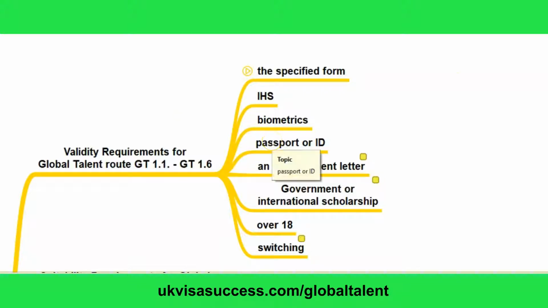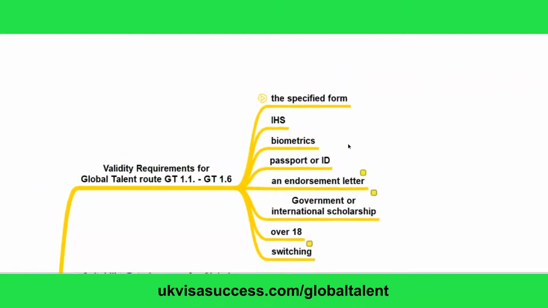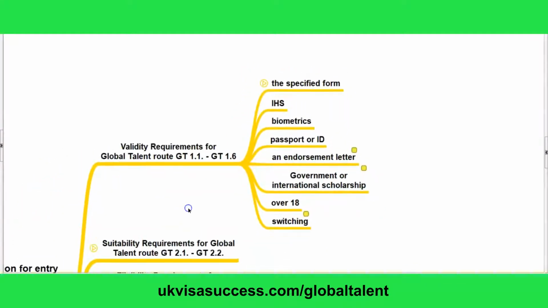And with every single application, you will need to provide your proof of identity, which is normally going to be your passport, together with supporting documents. The next piece of evidence which you will need to submit with the application for it to be recognized as valid is the endorsement letters.